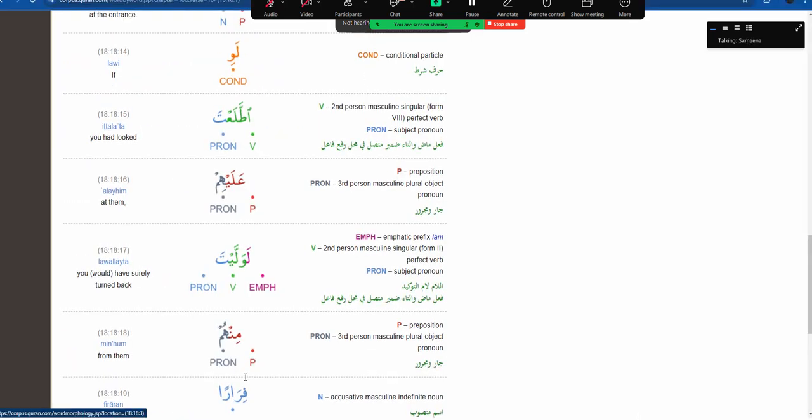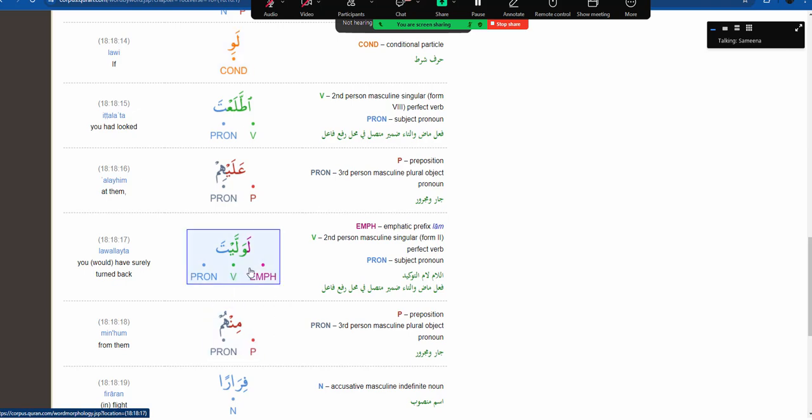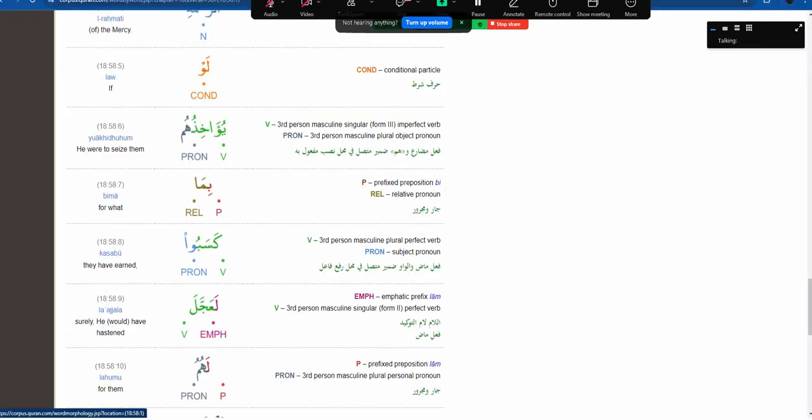And the example is in Surah Kahf. وَاطَّلَعْتَ عَلَيْهِمْ. If you had looked at them, this is shart, and we have law. And this is followed by lam with a fatha. لَوَلَّيْتَ مِنْهُمْ فِرَارًا. You would have surely turned back from them in flight. So law is followed by lam with a fatha. لَوِ اطَّلَعْتَ عَلَيْهِمْ لَوَلَّيْتَ مِنْهُمْ فِرَارًا. Okay? And the ayah continues.